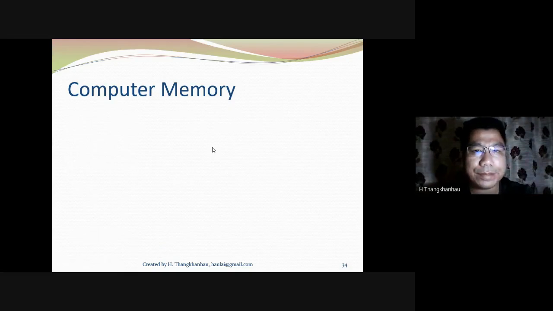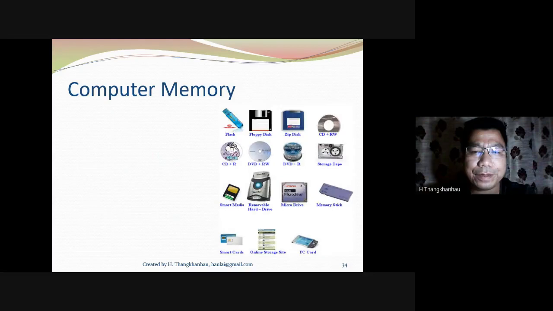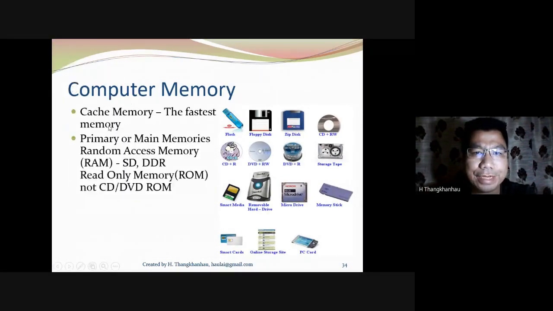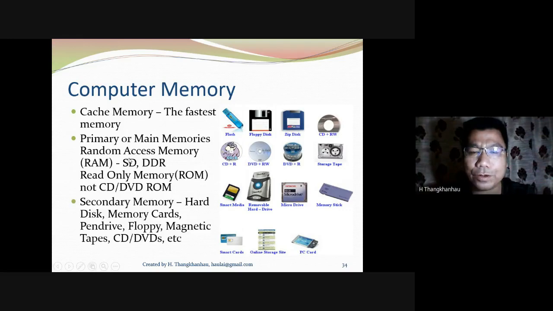Now let's talk about computer memory. There are different types of computer memory, and the fastest is cache memory, which comes with the CPU. And we have primary or main memory, which includes RAM, random access memory, and ROM, read-only memory. And we also have secondary memory.